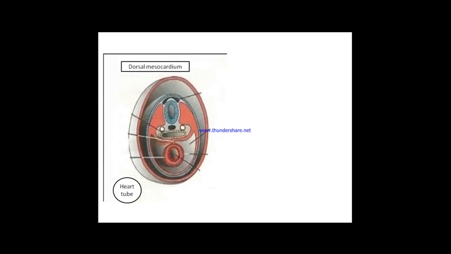Now here we can see the developing heart tube that has formed over here, and it is in the pericardial cavity. This arrow shows the dorsal mesocardium. The heart tube is attached to the posterior wall of the cavity by means of the fold known as the dorsal mesocardium.